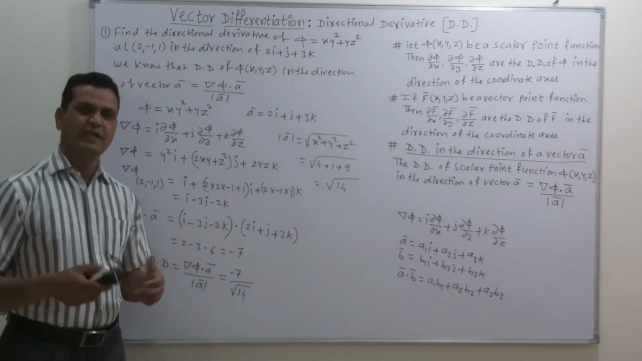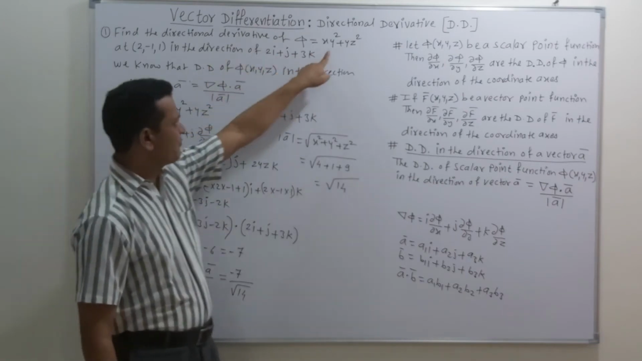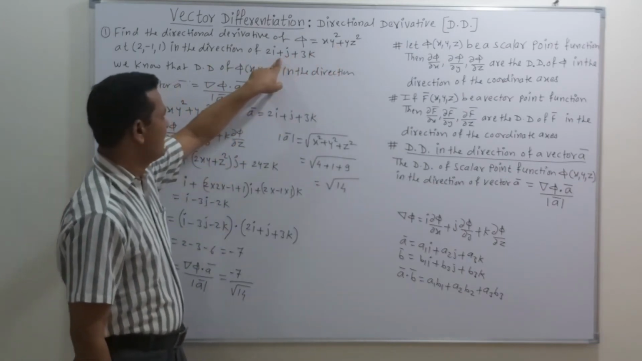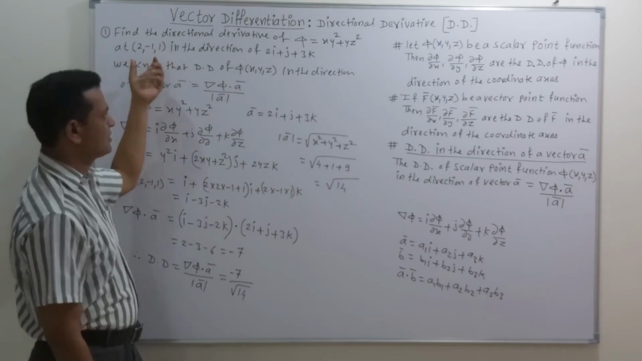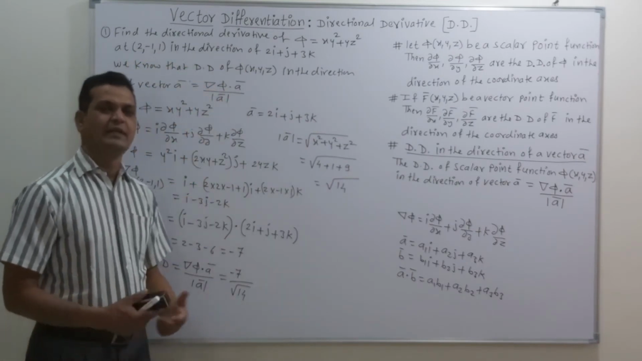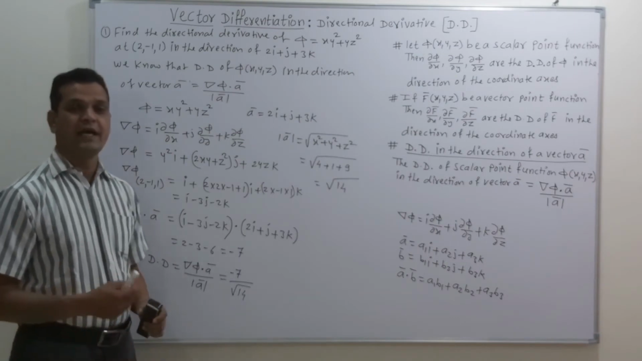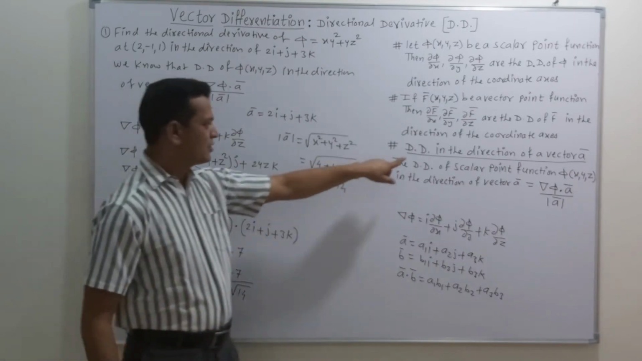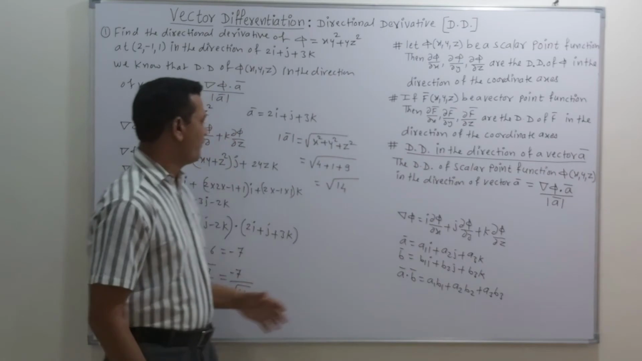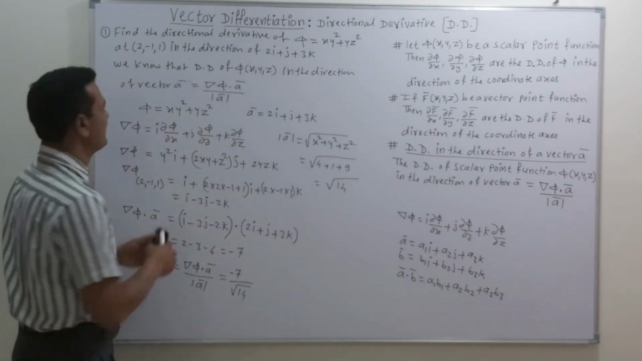Similarly, in another question the value of this scalar point function may change, this vector a may change, or this point may change, but the concept of solving the example is always the same. So this is the first example related to the directional derivative in the direction of vector a bar.